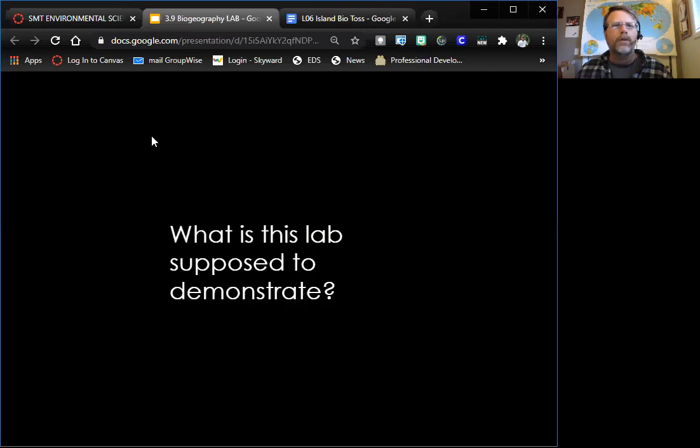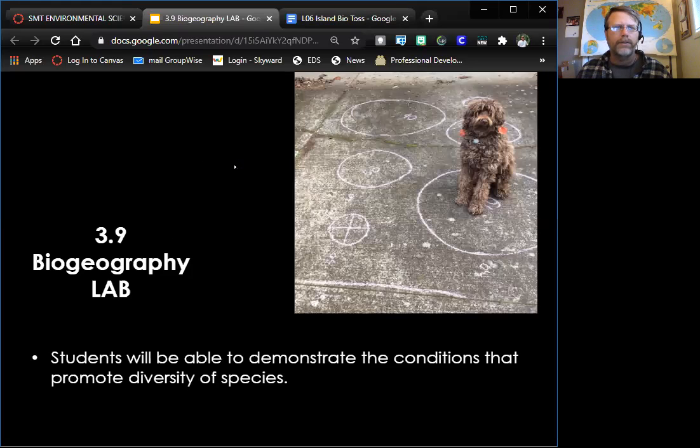Okay, so the first thing is we need to think about what the lab is supposed to demonstrate. We're trying to demonstrate biogeography and how different biomes or islands have diversity and richness of species based on a few different factors. The first few factors we want to look at are the size of the island and how far away it is from the mainland.